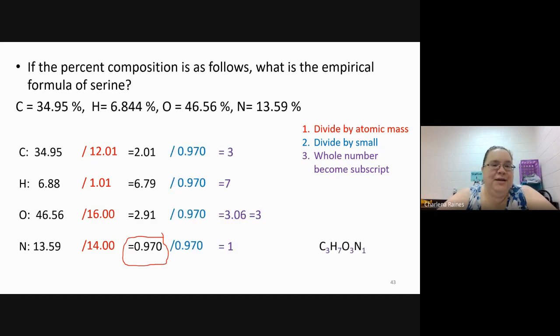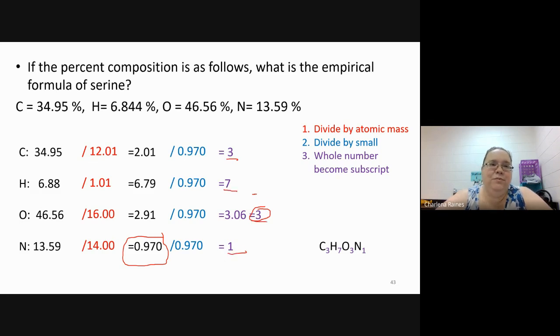I divide each by 0.97, and that gets me something that is really close to my subscript. So for carbon, it gives me exactly 3. For hydrogen, it gives me exactly 7. For oxygen, it gives me 3.06. 3.06 is not close to a half, a quarter, or a third. So it's much closer to that 3.00. That's why we round it to a 3 to get that whole number. And my nitrogen, it's divided by its own number, so it's 1. Those numbers become my subscripts.